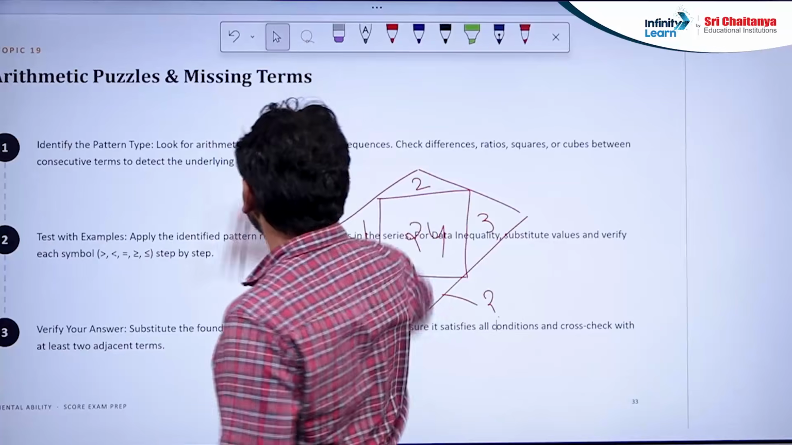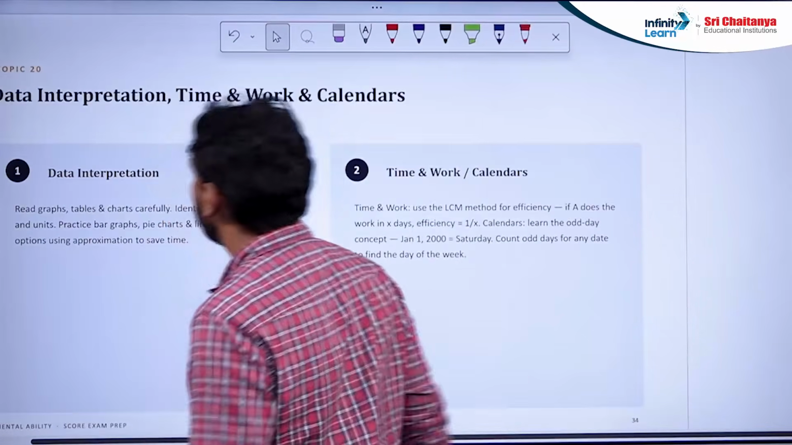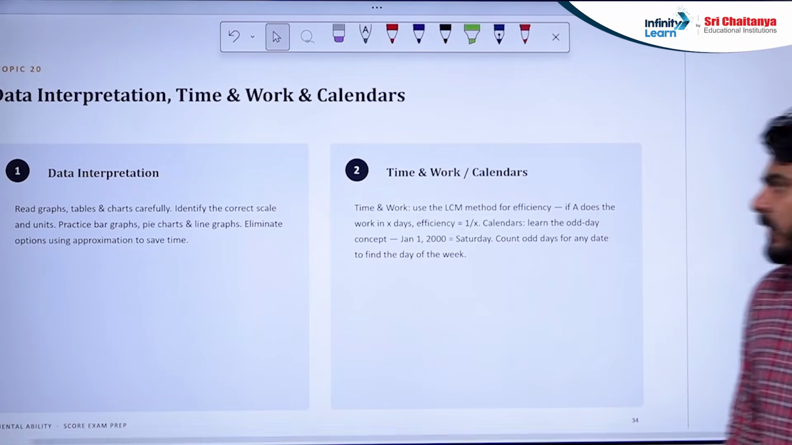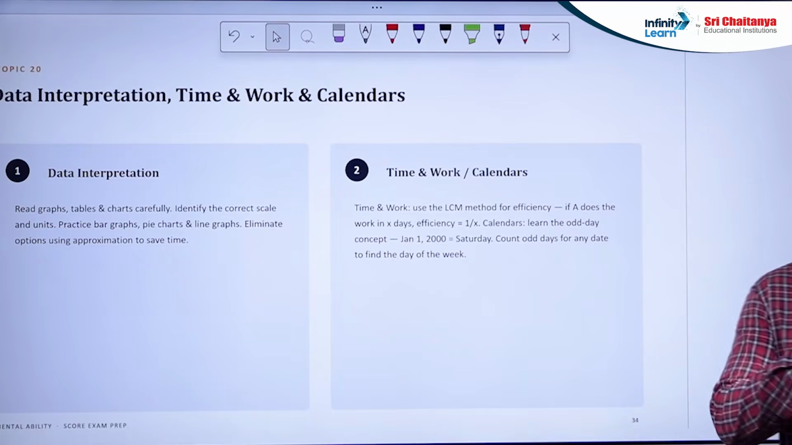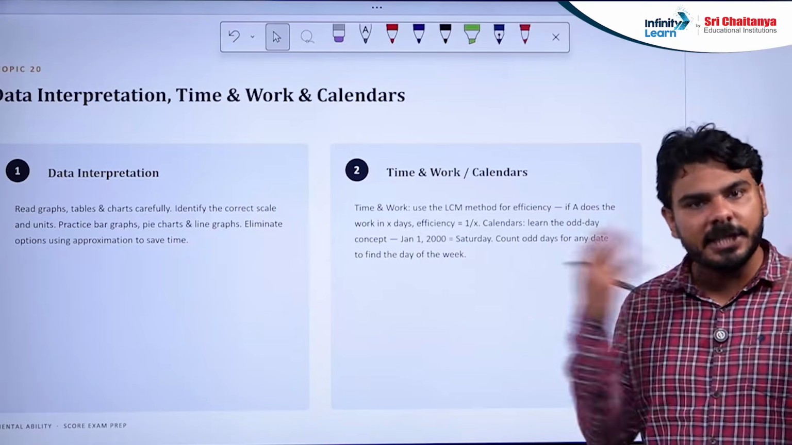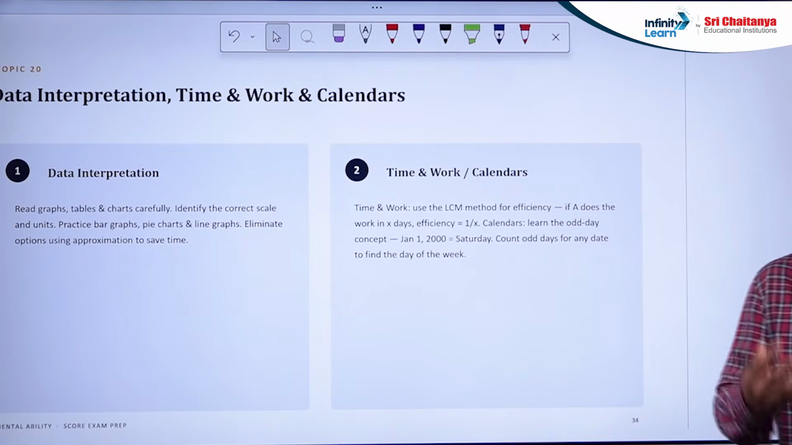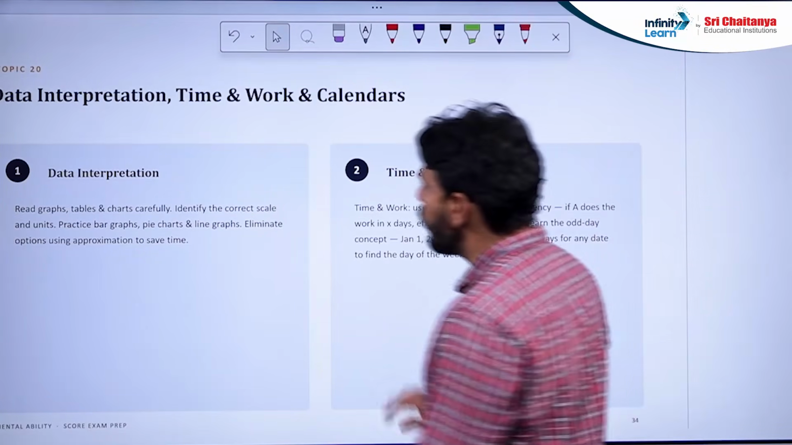Okay, so let us now move on to our next topic. Our next topic is data interpretation, time and work, and calendars. Data interpretation is all about reading graphs, tables, pie charts. Time and work means, suppose you are given that one person is completing a particular thing in 12 days, another person is doing the same thing in 16 days. If they do this thing together, how much time will they take? These kind of questions, like chain rule questions, time and work questions, might also ask you to find the efficiency. Okay, so let us now see our next topic.